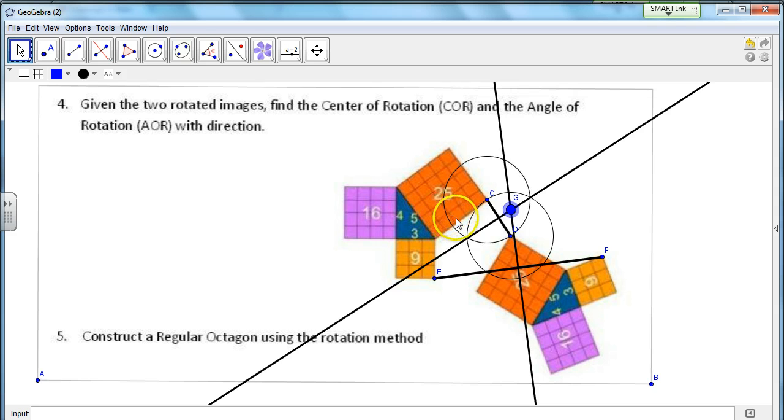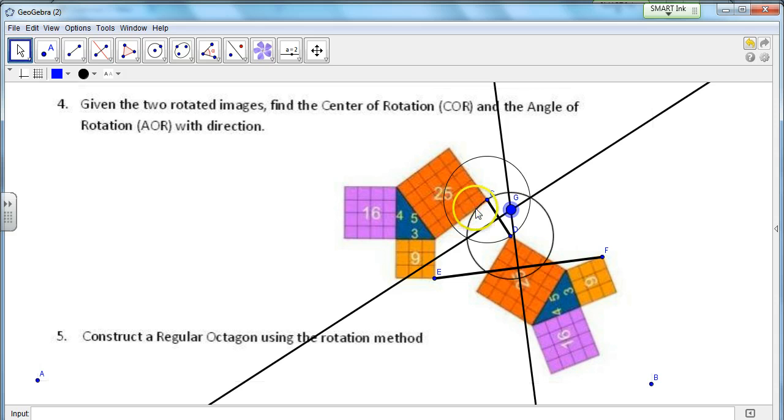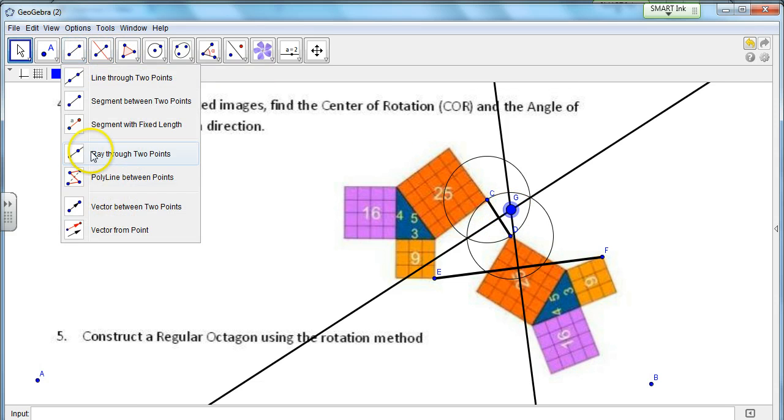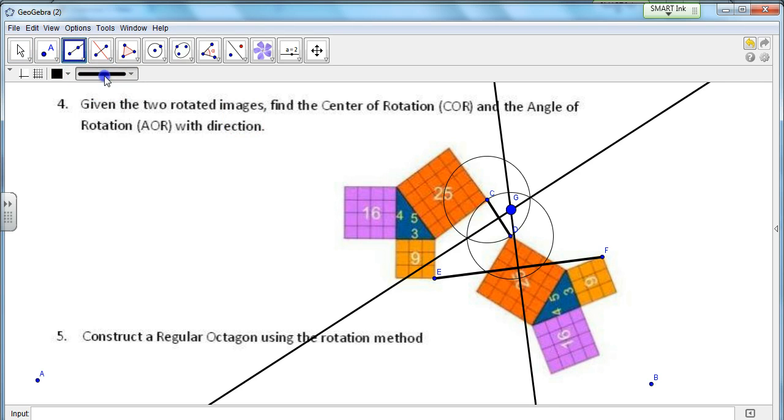The last thing we need to do then is figure out the angle in which this figure rotated. So we have to draw an angle whose vertex is going to be at our center of rotation. So I'm just going to make my angle stick out. Maybe you make it green. So we need to draw two rays. Rays are just half lines that start at a point and go off in a direction.